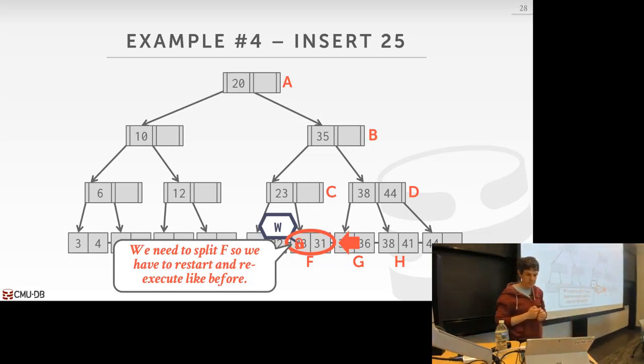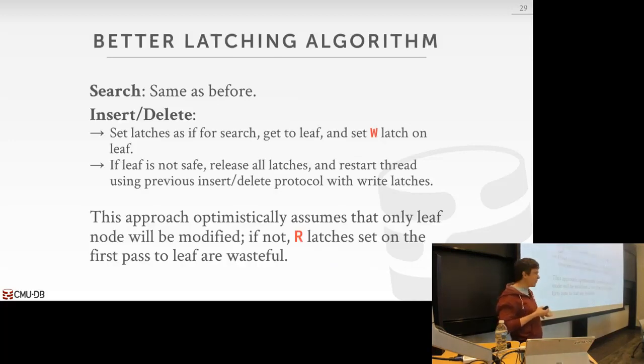Okay. So again, this is just to reiterate what we've already talked about. For the search, with the better latching algorithm, it's the same as before. For insert and delete, again, you take read latches on the way down. If it fails, then you just come back and restart. Again, this is what I was saying before about how we're assuming that most of the time, taking the read latches on the way down is going to be good enough. We're not going to have to restart.